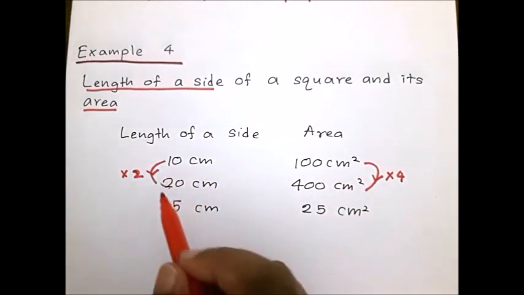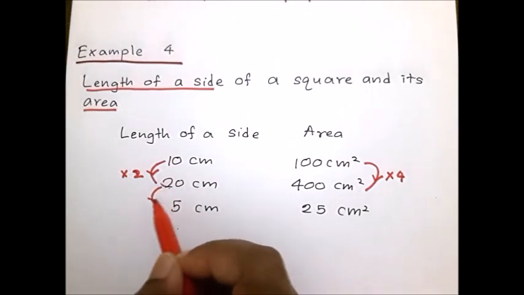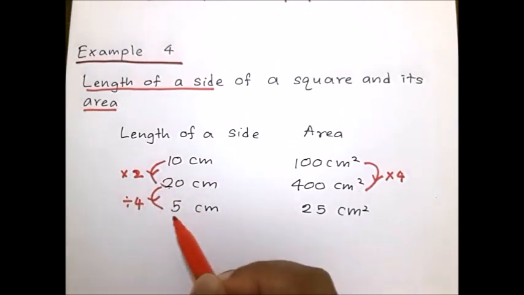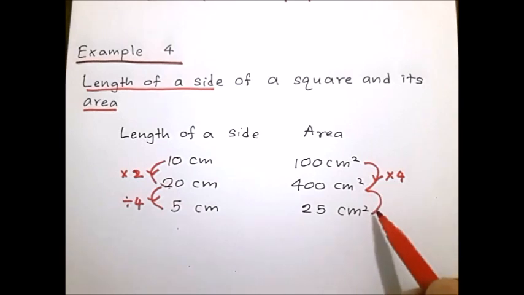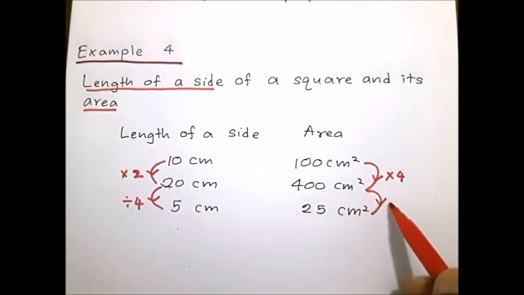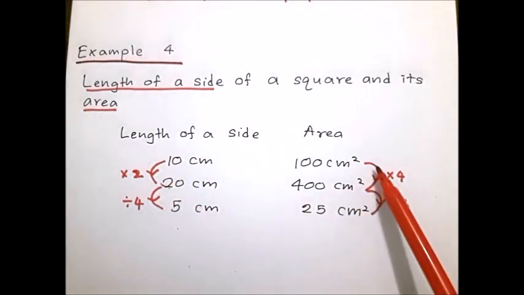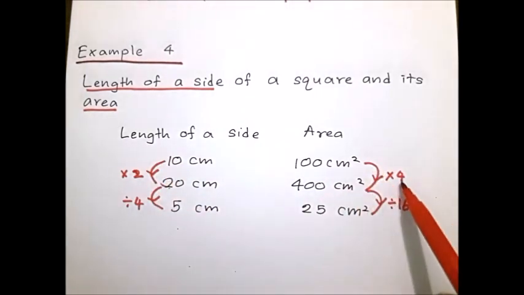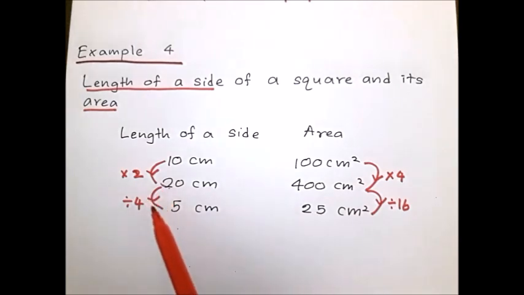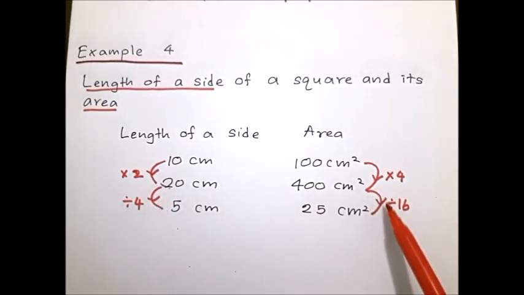Now look at these two. Here 20 divided by 4, it is 5. 400 divided by 16, it is 25. Here one quantity increases, the other one also increases, but not in the same ratio. One quantity decreases, the other one also decreases, but not in the same ratio.